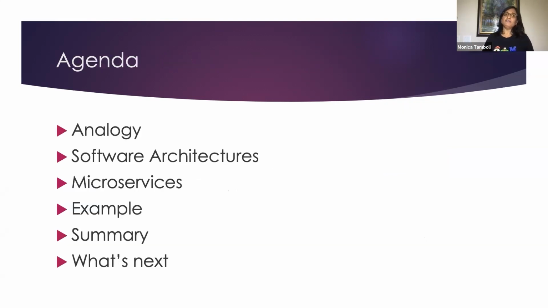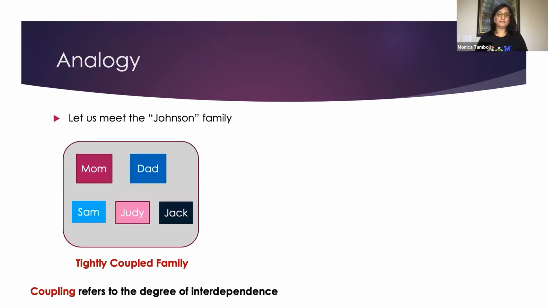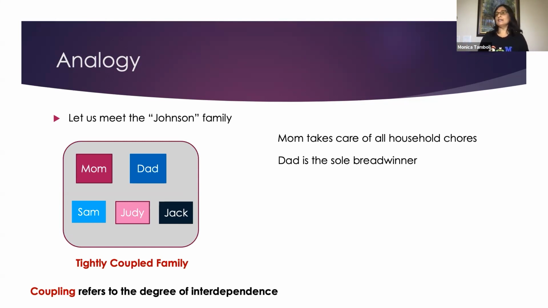So the agenda for today: we'll start with an analogy and then move on to different software architectures with a focus on microservices. We'll have more examples, a summary, and then some resources to share. Let's start by meeting the Johnson family. Mom takes care of all household chores: cleaning, laundry, cooking. Dad is the sole breadwinner.